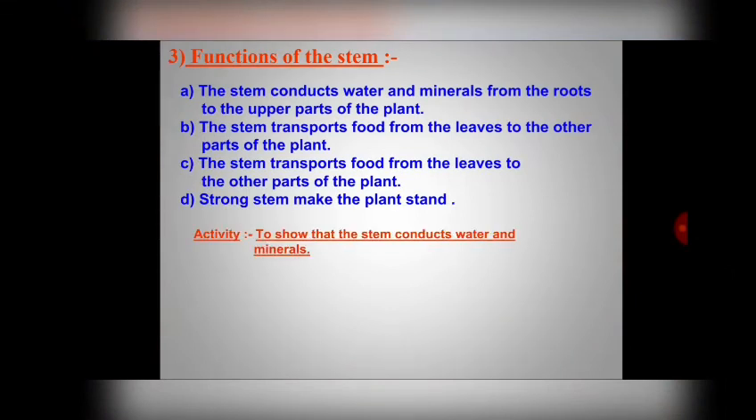Let us do an activity. Just now I told you that a stem conducts water and minerals from the roots.